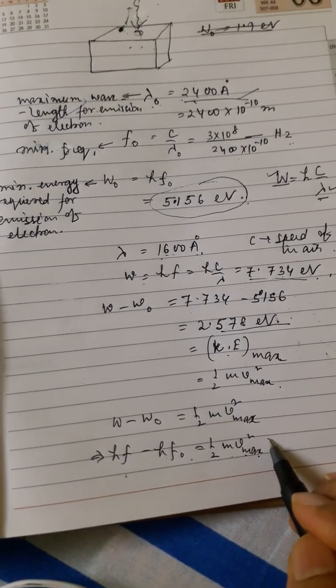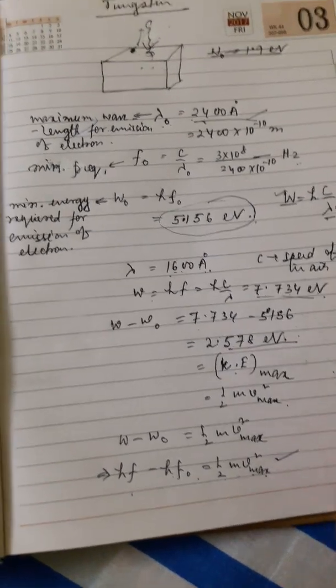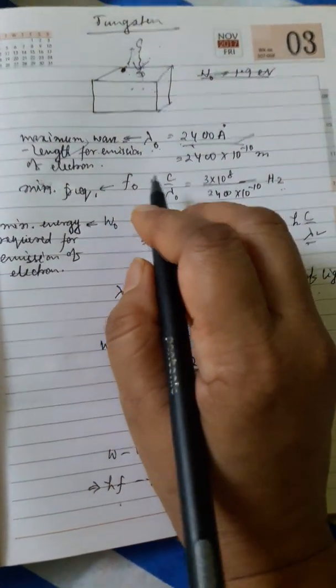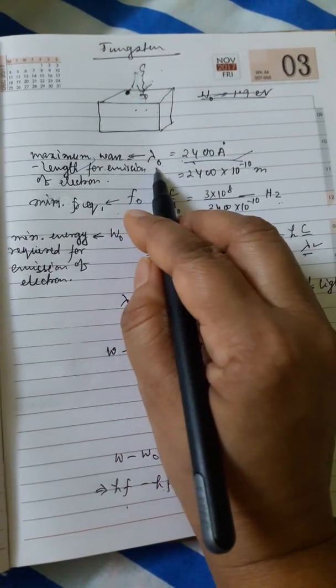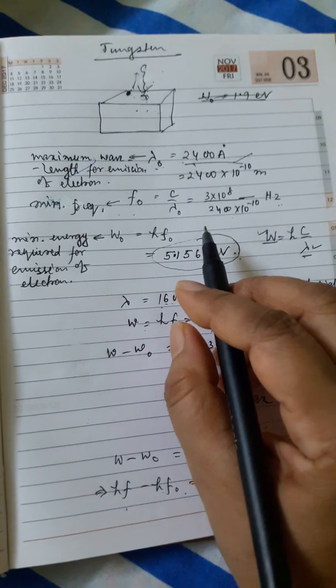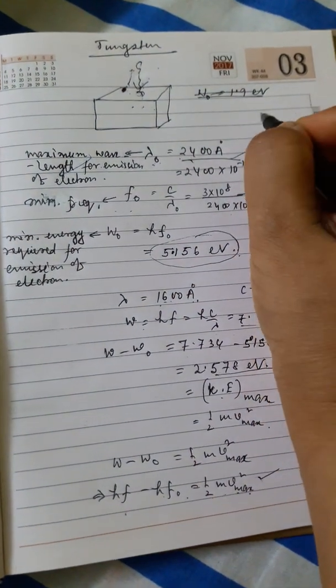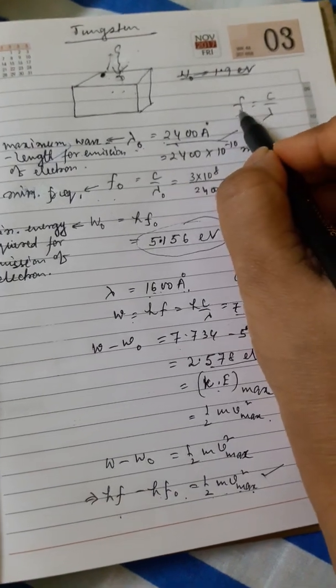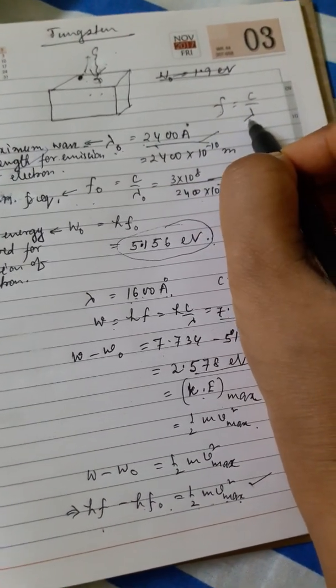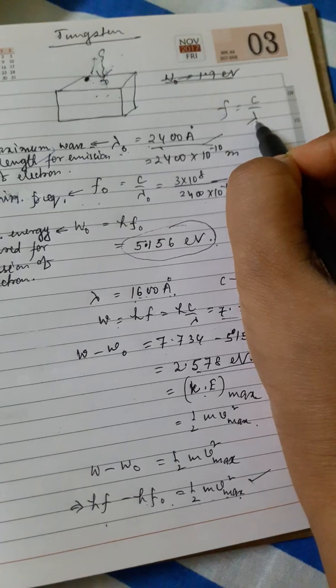This is the famous Einstein's photoelectric equation. And be careful about one point. Threshold frequency means minimum frequency, but in terms of wavelength it will be maximum wavelength. Why? Because frequency and wavelength are inversely proportional to each other. f is equal to c by lambda.